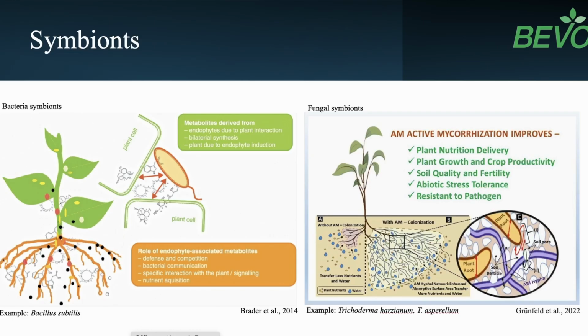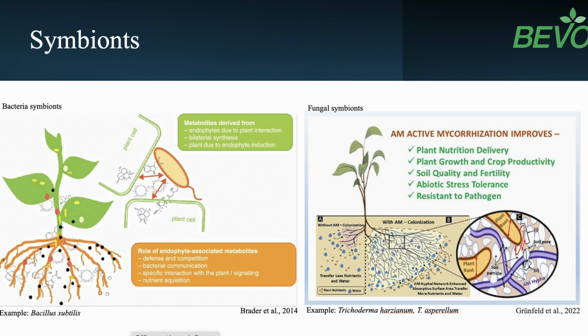So the third one is the symbionts. On the left side, we have the bacterial symbionts, and the right side is the fungal symbiont. Their modes of action are very similar. They communicate with the plant. One big example on the second slide, on the fungal side, you can see the comparison with soil without fungal symbionts. You will see that the nutrient uptake is much lesser, and the communication is not there, so the plant will have a hard time with nutrient uptake.